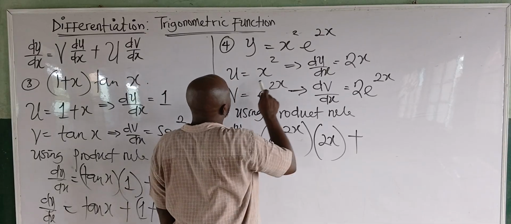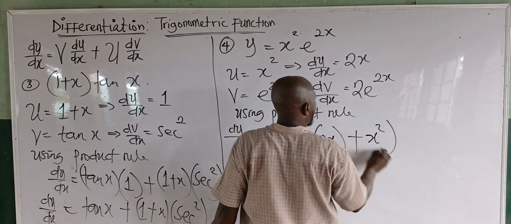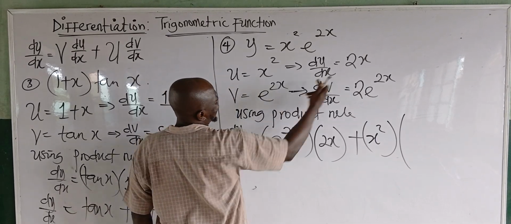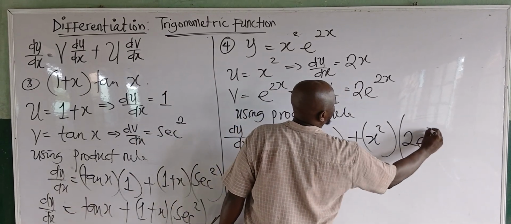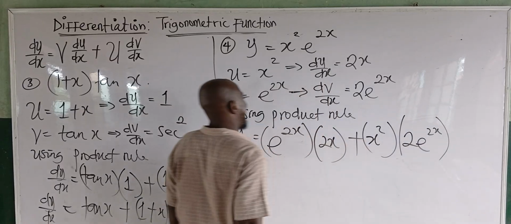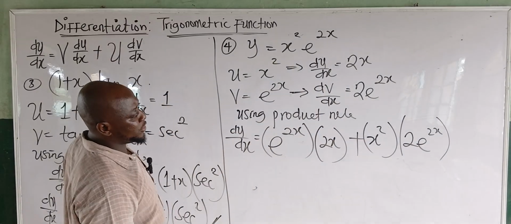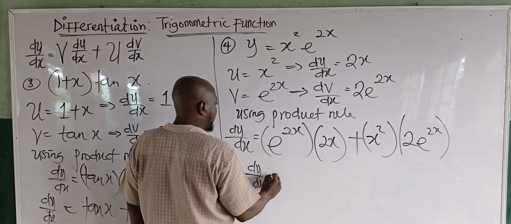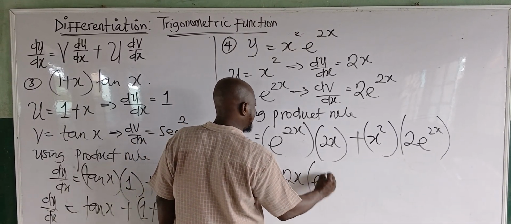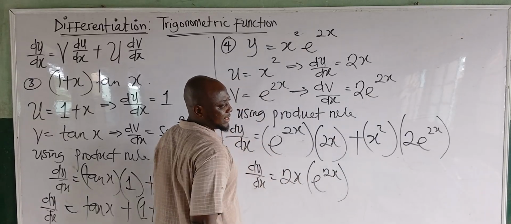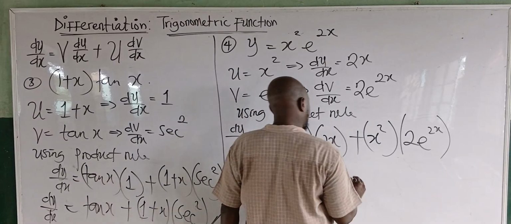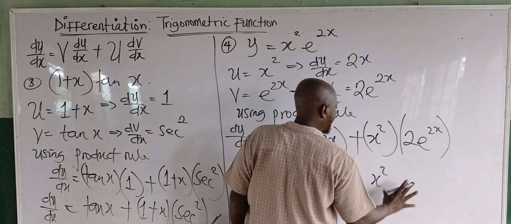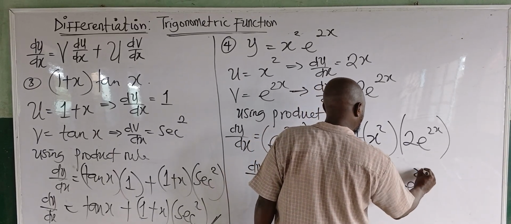What is my u originally? My u is x squared. Put this in bracket. By the side of my u, I have dv/dx. What is my dv/dx here? My dv/dx here is 2e^(2x). It's as simple as this. So what do you do next? You can bring this one to the front. We have it as 2x into bracket e^(2x), and you can leave this one the way it is. Then plus x squared times 2e raised to the power of 2x.